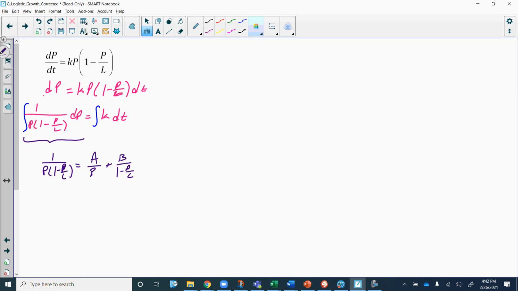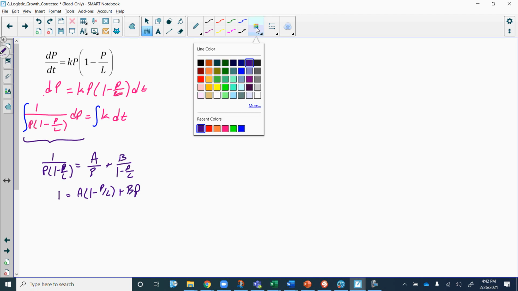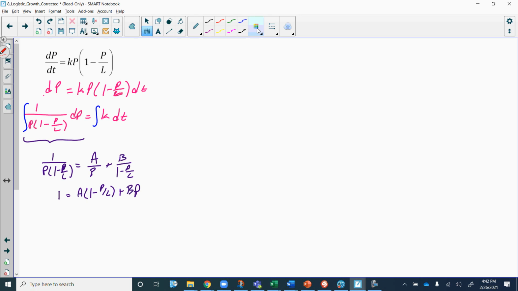We're going to end up with 1 being equal to A times (1 minus P over L) plus B times P. And what we can do at that point is try to figure out what the values of A and B are going to be. So here, if I wanted to find out the value of A, I would make P equal to 0. So let's make P equal to 0, so that way we can find A.